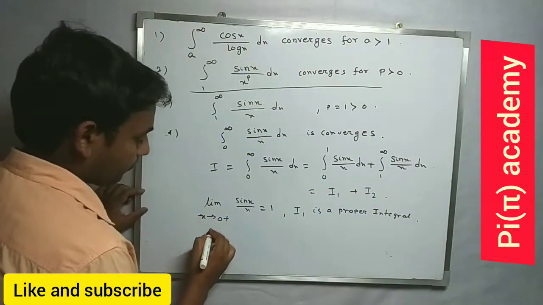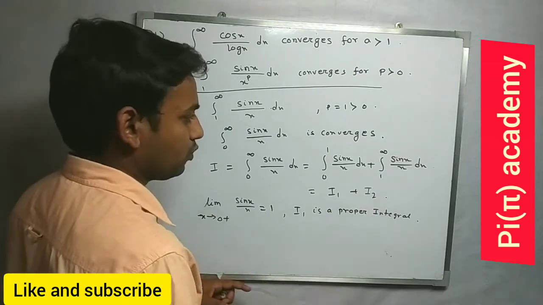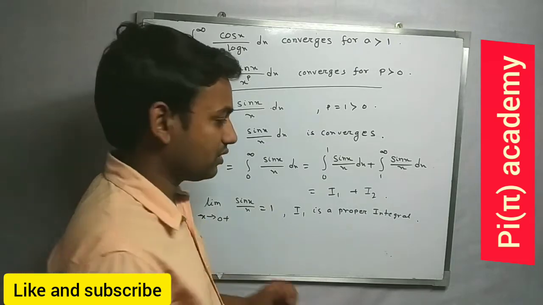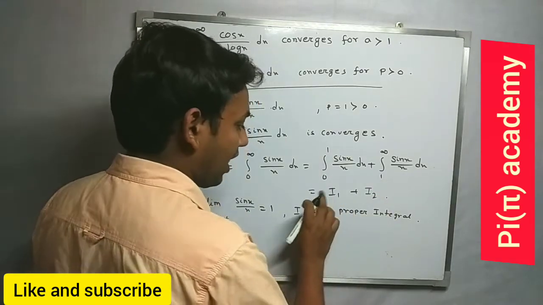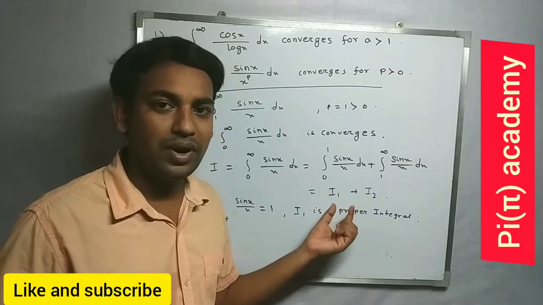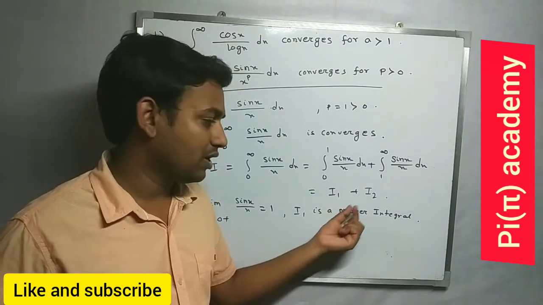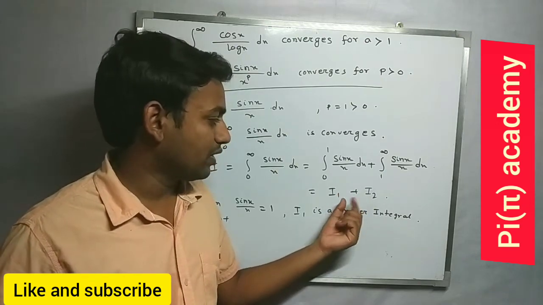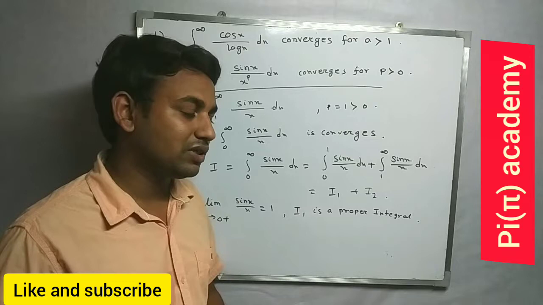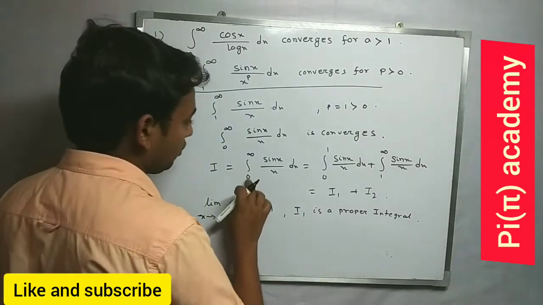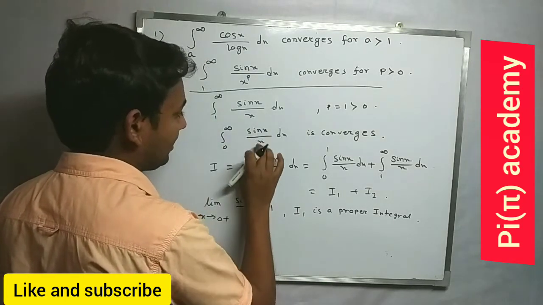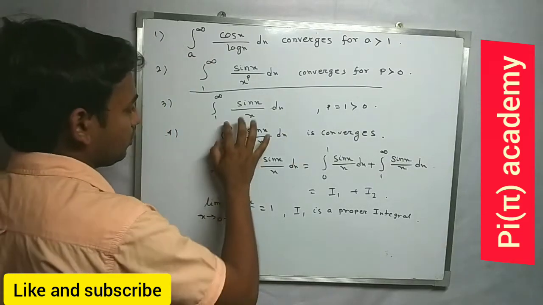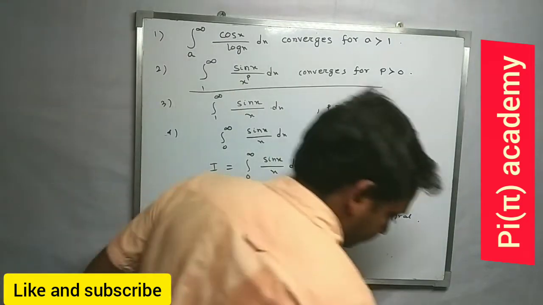And here I2: I also proved that the integral from 1 to infinity of sin x by x dx is convergent. Therefore I2 is convergent. Since I1 is a proper integral, I1 is convergent and I2 is also convergent. Therefore the sum of two convergent integrals is also convergent. Then we can say the integral from 0 to infinity of sin x by x dx is convergent.